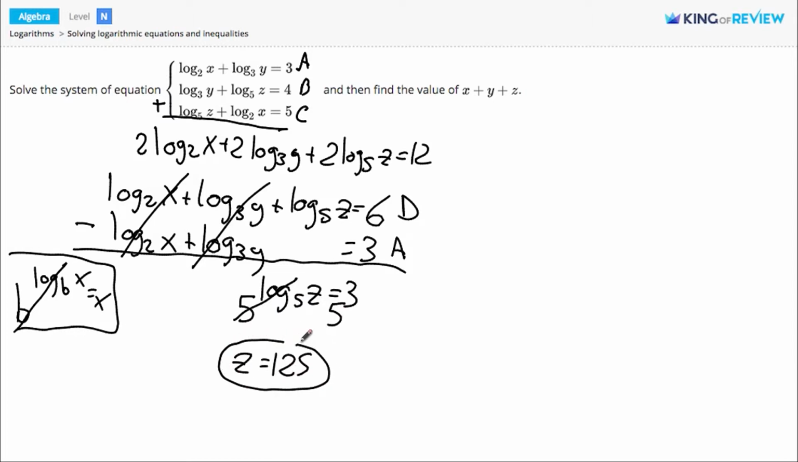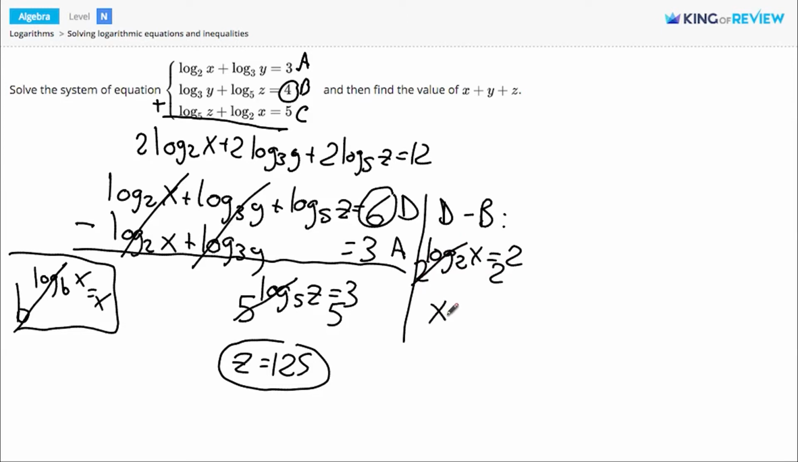I can do very similar logic to get the other variables. Comparing equation D to equation B, the difference is the log base 2 of x. So if I do equation D minus equation B, on the left side I will just be left with the log base 2 of x. On the right side I'll be left with 6 minus 4, which gives me 2. If I take 2 to the power of both sides, 2 to the log base 2 cancels. 2 squared is 4, so there's my solution for x.